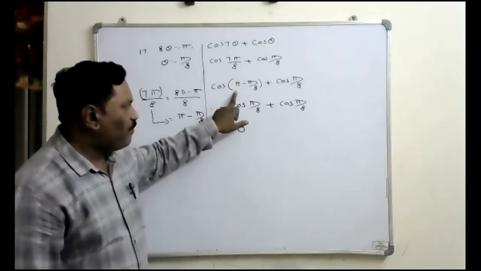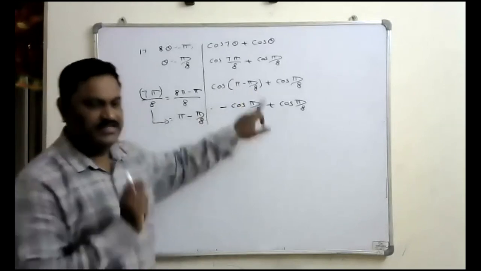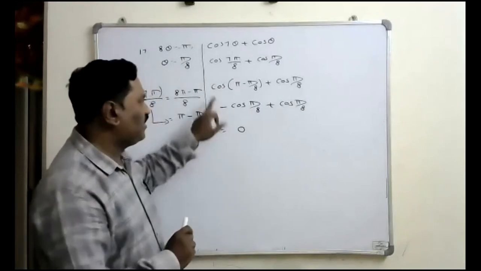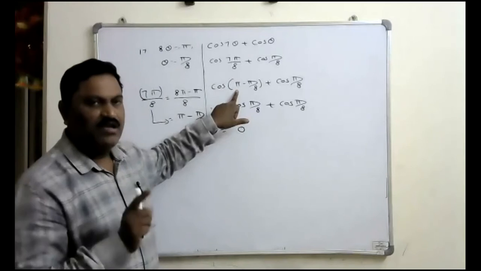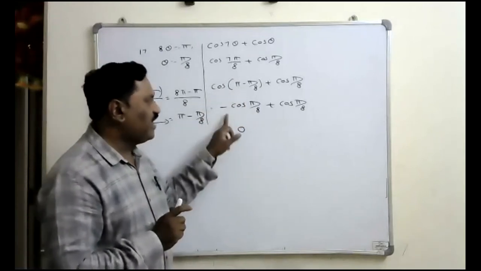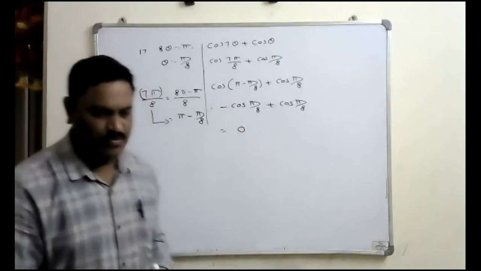Now it is in the form of pi minus theta. Pi minus theta is an angle of the second quadrant. In the second quadrant, cos is negative. That's why we get the minus sign. When the quadrant angle is pi, that is 180, the cos function is not going to change. It will remain cos only. So this value is minus cos pi by 8 plus cos pi by 8, which gets cancelled. The answer is 0.